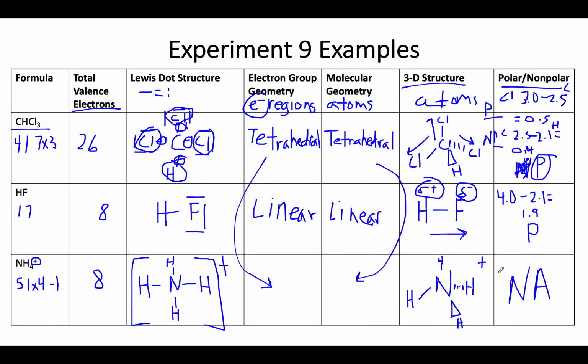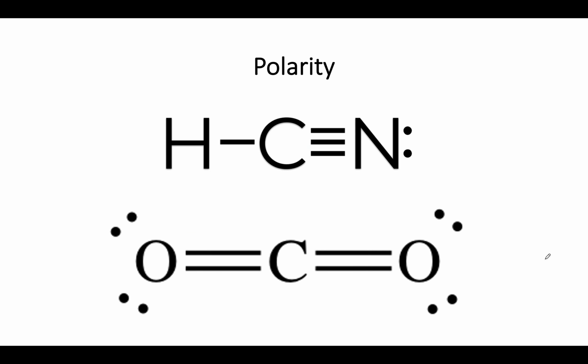So this is emphasizing what we see here with your assignment. You fill out all the categories: electrons, Lewis dot, the geometries, 3D, and polarity. So the polarity is a little complicated, so I just want to emphasize that a little bit more. And I got two examples here.